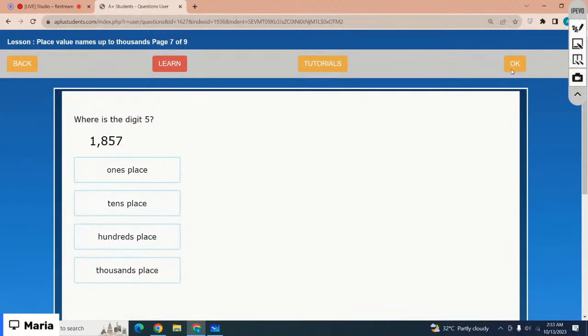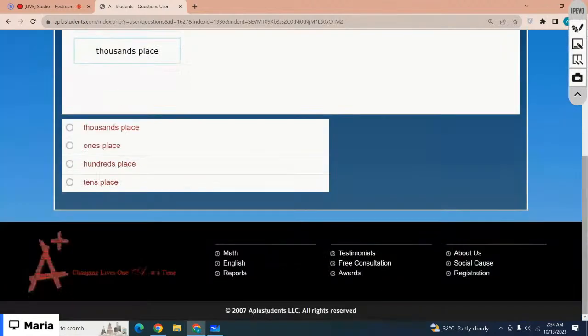Where is the digit 5? Which is the correct option? The correct option is... 5 is at the... very good. Tens place. The correct option is tens.